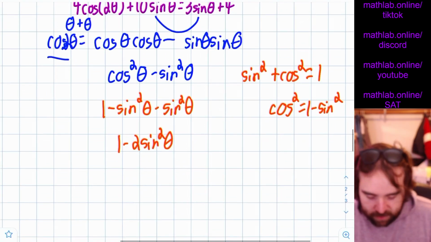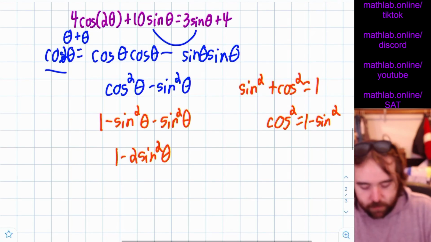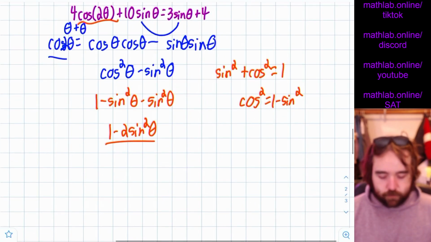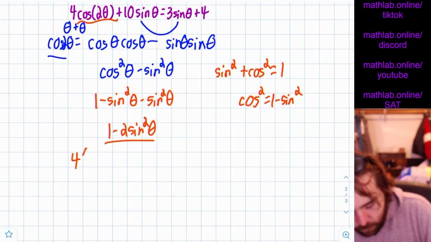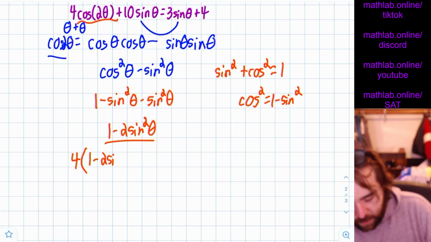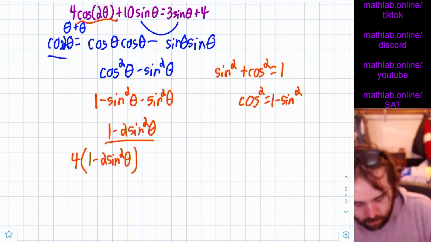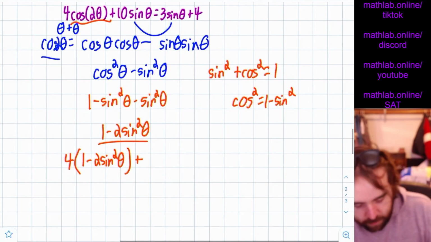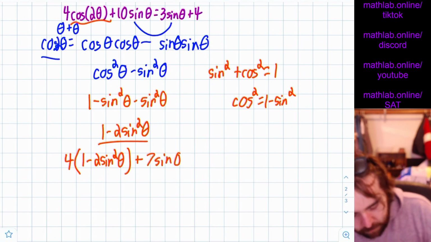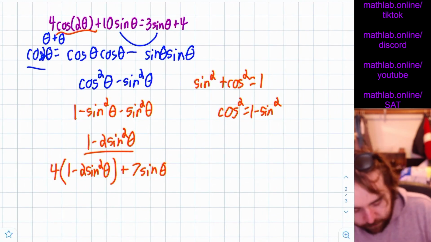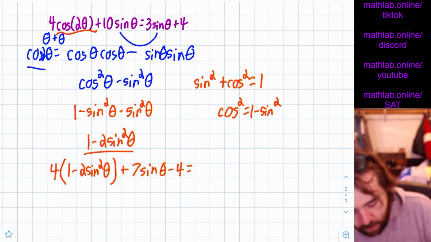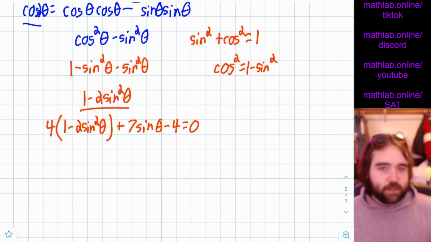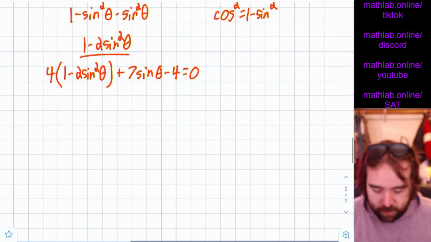So let's go all the way back up to the top. We're going to replace cosine of 2 theta with 1 minus 2 sine squared of theta. So then we have 4 times (1 minus 2 sine squared of theta), plus, and remember we subtracted the 3 sine to the other side, so plus 7 sine of theta, and then also subtract the 4, minus 4, equals 0. And so you can see how this is going to start becoming a quadratic. We might want to change the sign on the sine squared, just because it's usually nicer when that's positive.